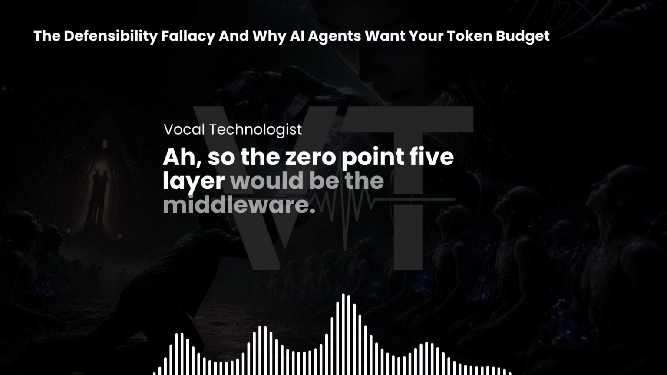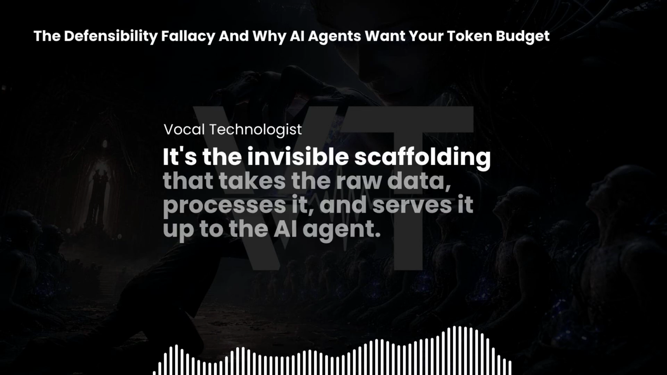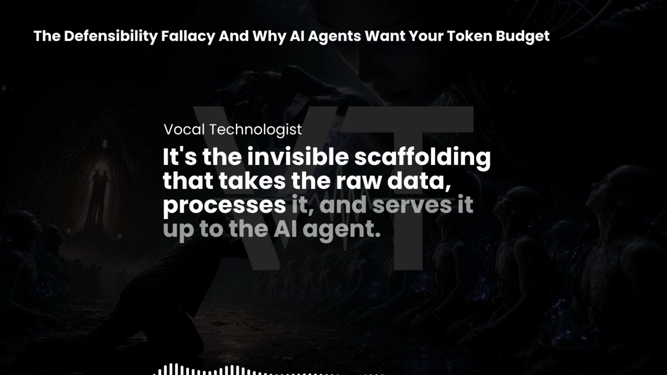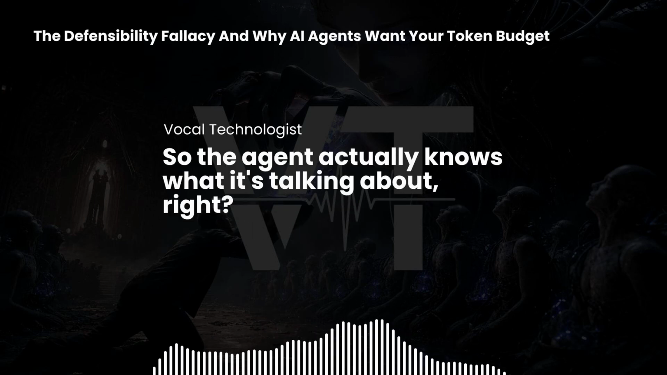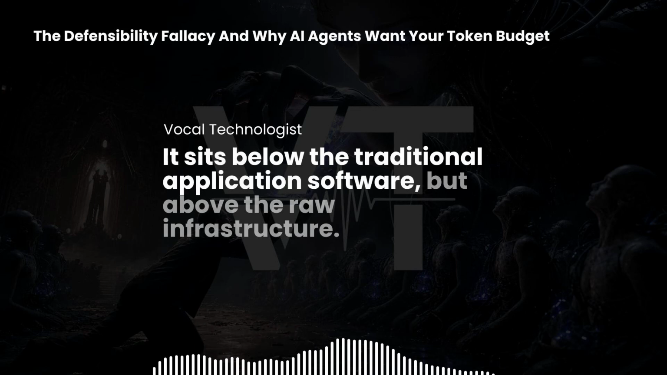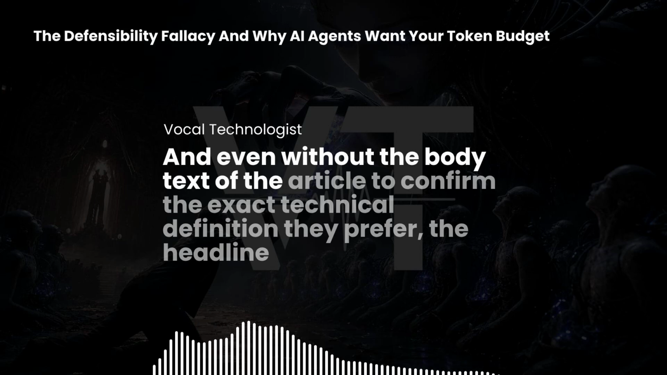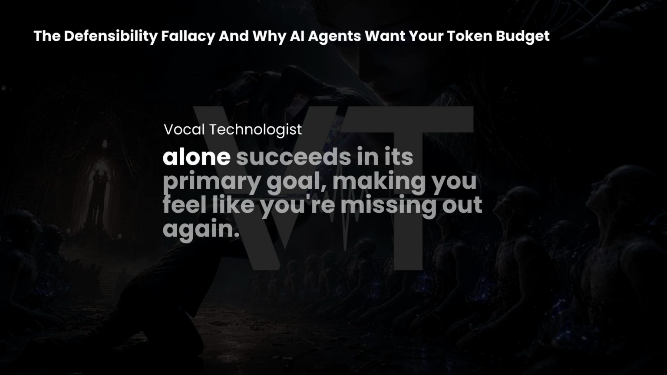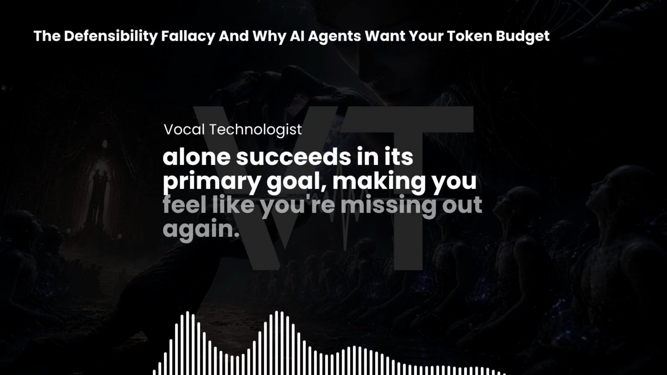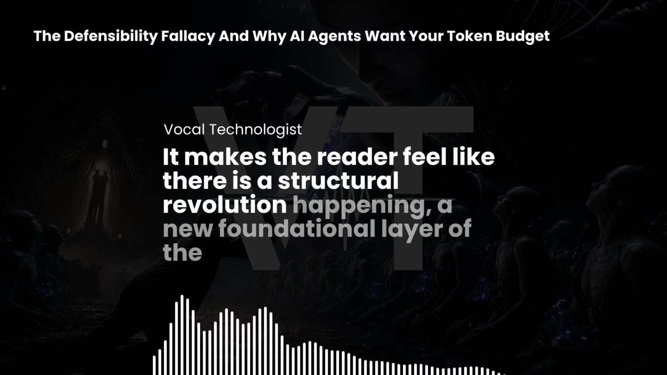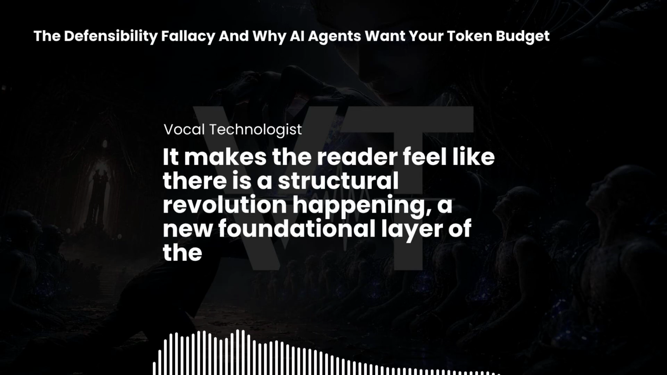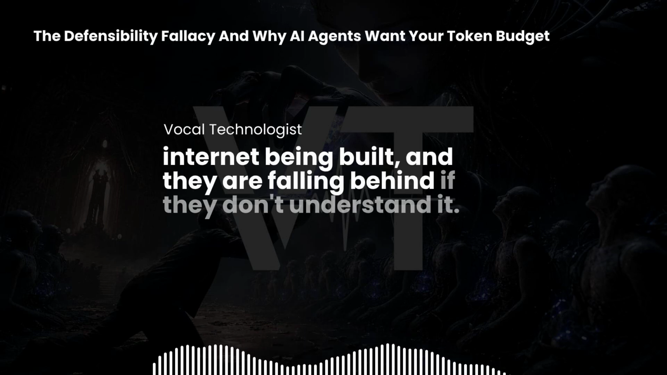So the 0.5 layer would be the middleware. It's the invisible scaffolding that takes the raw data, processes it, and serves it up to the AI agent so the agent actually knows what it's talking about. Right. It sits below the traditional application software, but above the raw infrastructure. And even without the body text of the article to confirm the exact technical definition they prefer, the headline alone succeeds in its primary goal. Making you feel like you're missing out again. Exactly. It makes the reader feel like there is a structural revolution happening, a new foundational layer of the internet being built, and they are falling behind if they don't understand it.